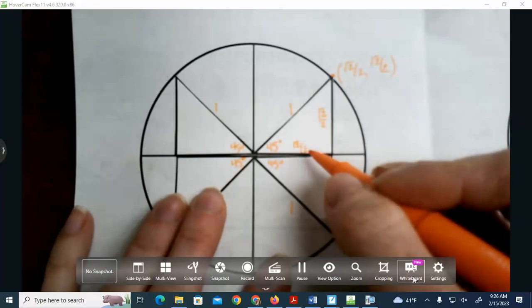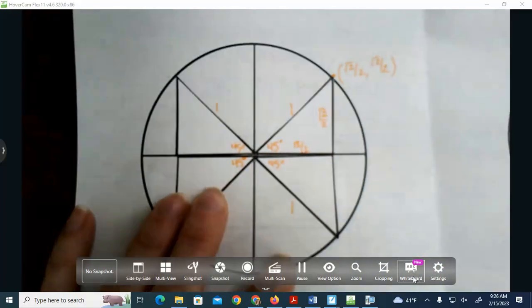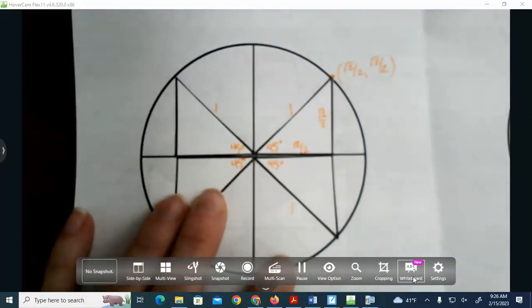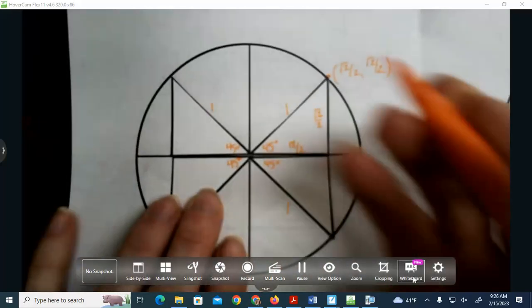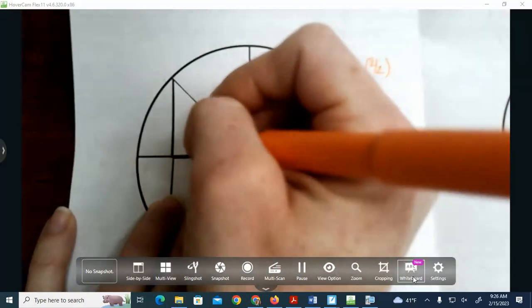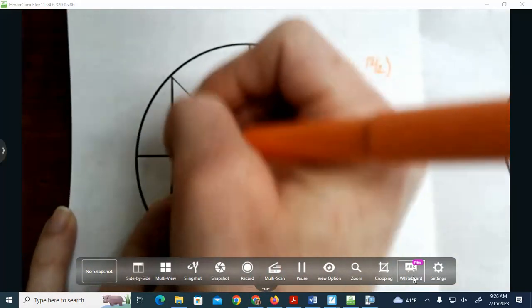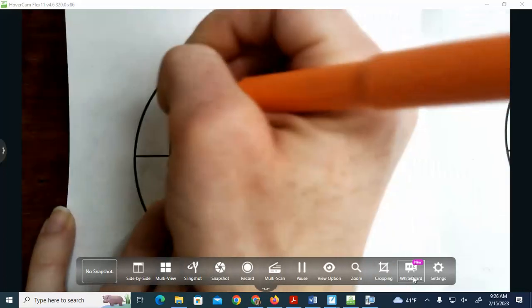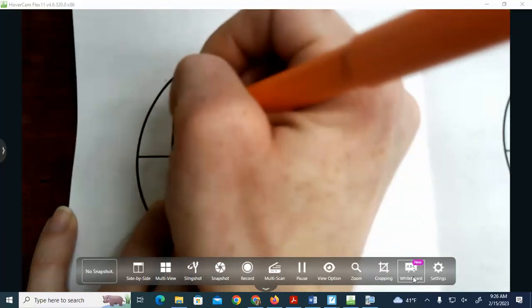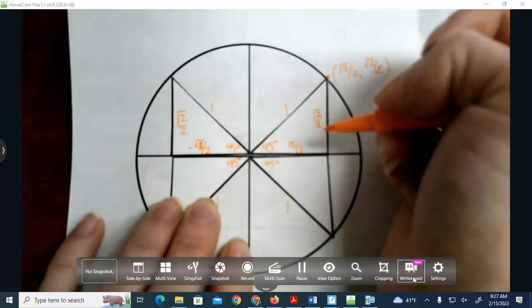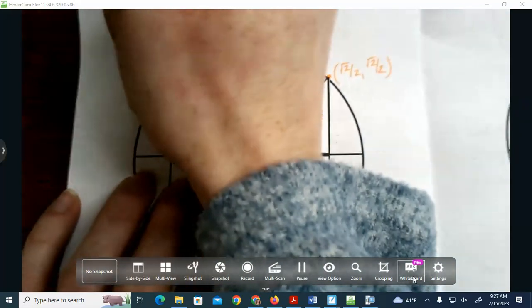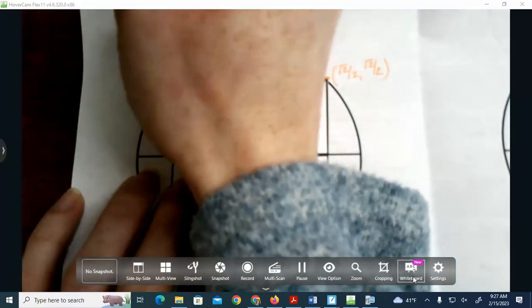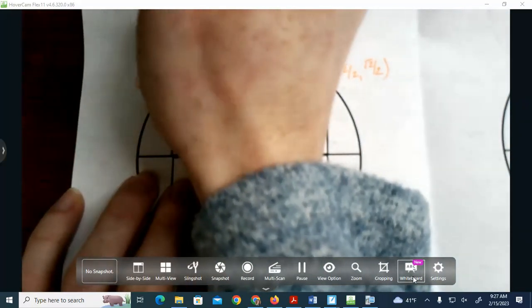In the second quadrant, we have to back up. So this would be a negative. And then we go up. So that's a positive. So the point on my circle is negative radical 2/2, positive radical 2/2.